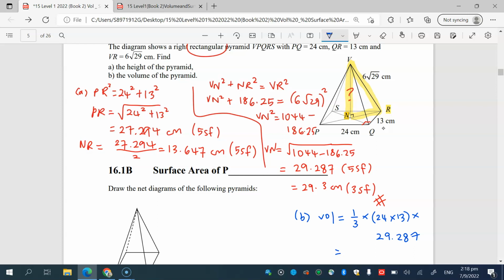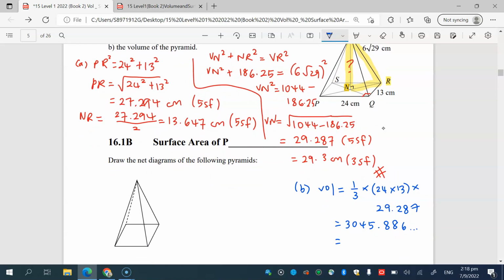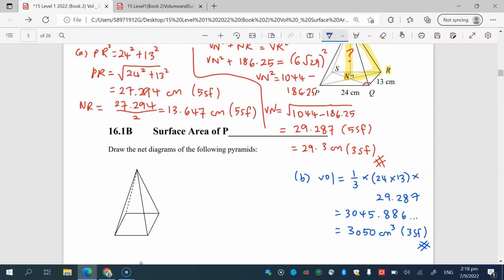Okay, so times 24 times 13, answer is 3045.88. Okay, you will get this, 3045.886, blah, blah, blah. This is an irrational number, so you have to give your answer to 3SF. So final answer is 3050 cm cube to 3SF. Alright, and you're done with part B.